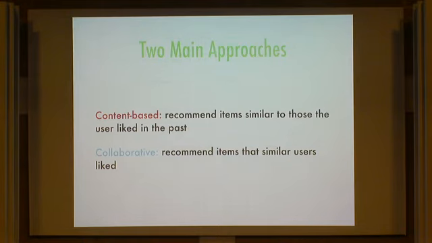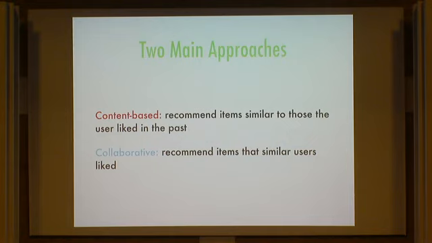One is called content-based, the other is called collaborative. Content-based means you figure out what types of movies the user likes, and then you recommend movies of those types. So you know this user has watched a lot of action movies and they tend to like action movies. Well, maybe you should recommend action movies to the user. Collaborative, on the other hand, is recommending based on items similar users have liked.